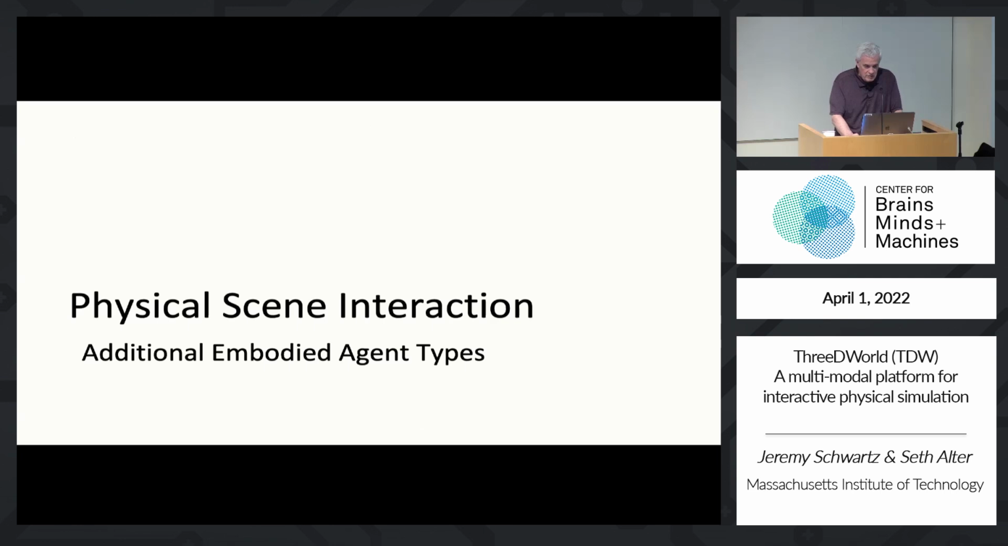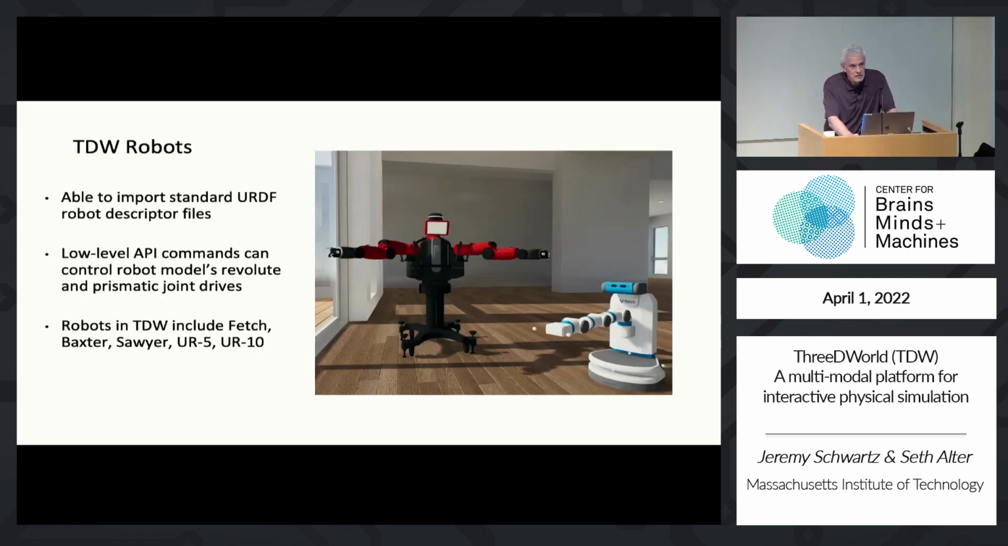So let's take a look at some other types of embodied agent in TDW. So besides MagnaBot, TDW also supports the import of standard URDF robot descriptor files. As part of our efforts to support research around human-robot collaboration, this capability allows users to import their own robot models and control them inside a TDW simulation. Some of the existing robot models in the TDW distribution include Sawyer, Fetch, Baxter, UR5, and UR10.